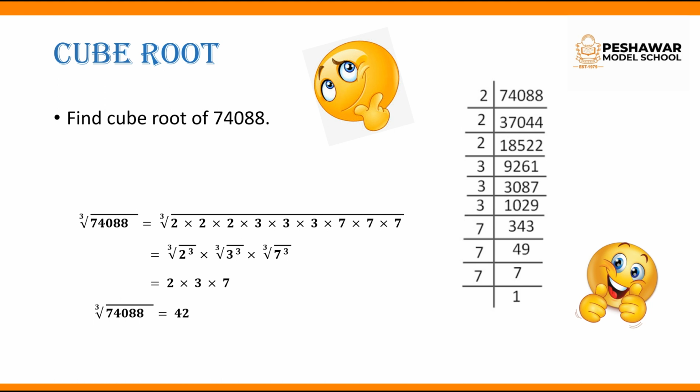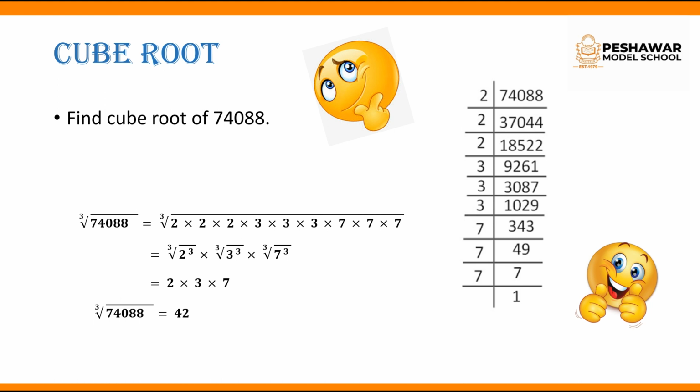All the numbers used in the prime factorization are prime numbers. 2, 3 and 7 are prime numbers. Now write it under the cube root. Make triplets of them, not pairs, because a pair means 2, and here they are 3. Make a triplet of them, like 3 times 2 gives 2 power 3. 3 times 3 gives 3 power 3, and 3 times 7 gives 7 power 3.